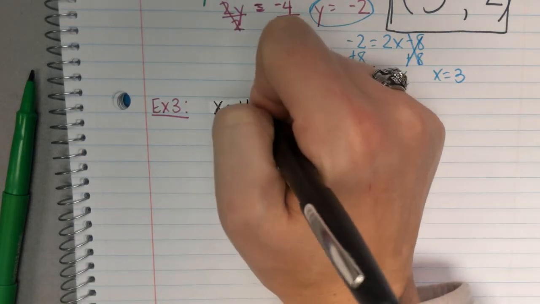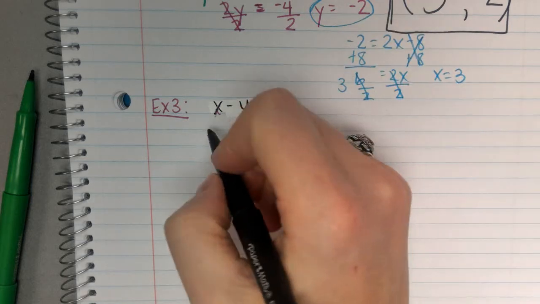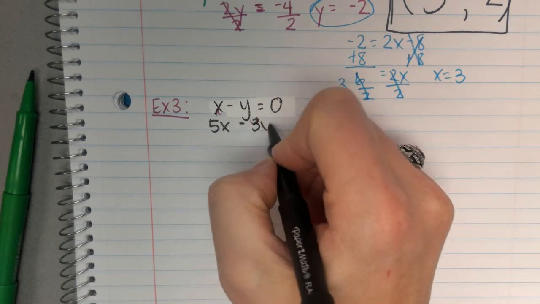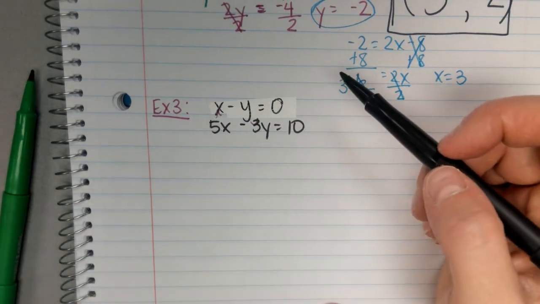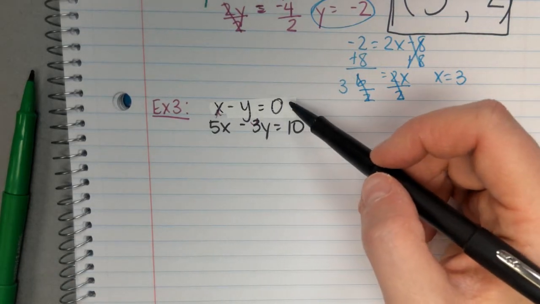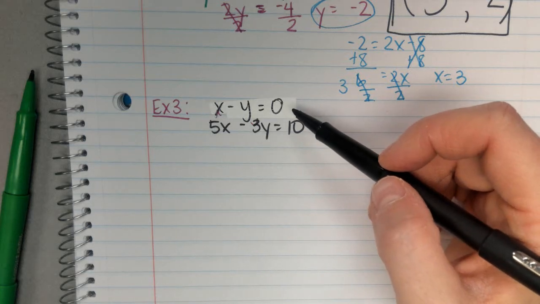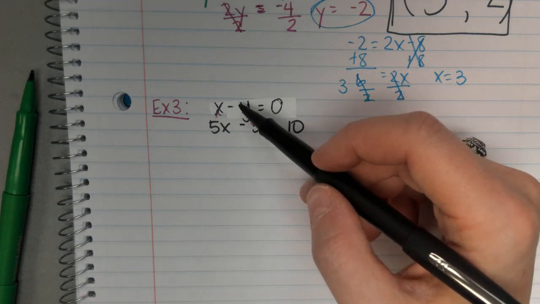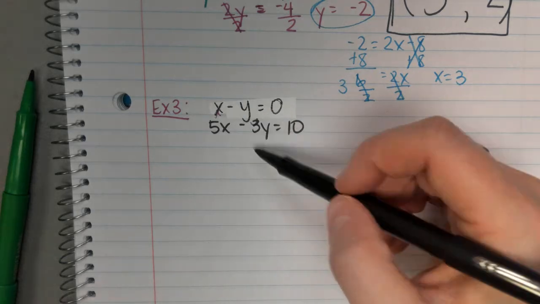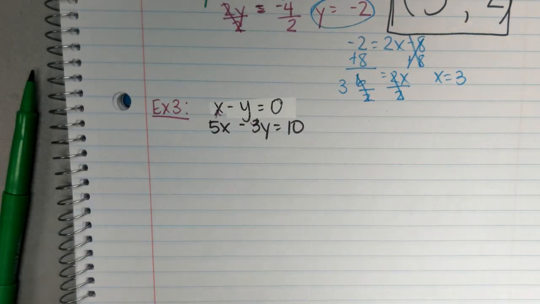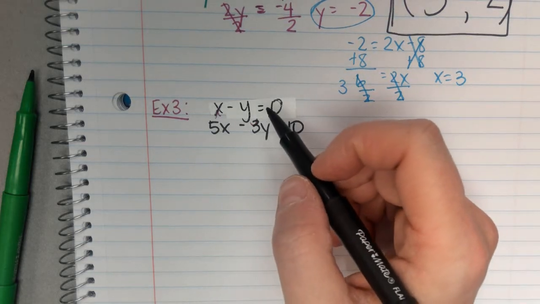x minus y equals 0. 5x minus 3y equals 10. If you look at these numbers here, like I just said, nothing is going to drop. It's not like this is a positive 5x and this is a negative 5x, so they cancel. Or this is a positive 3y and this is a negative 3y, they cancel. That's what we've had up until now. So one of them has to cancel. That's why it's called the elimination method. You're eliminating one. So we have to make it cancel.